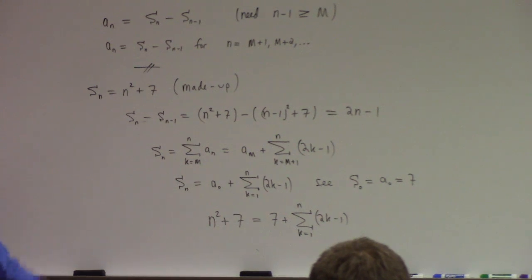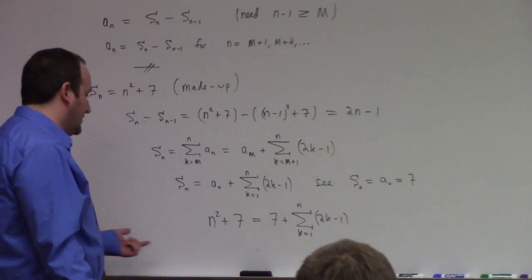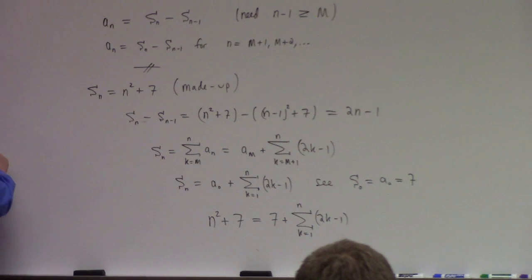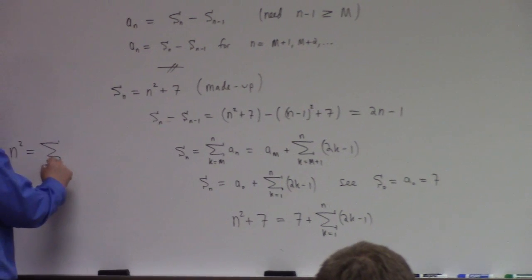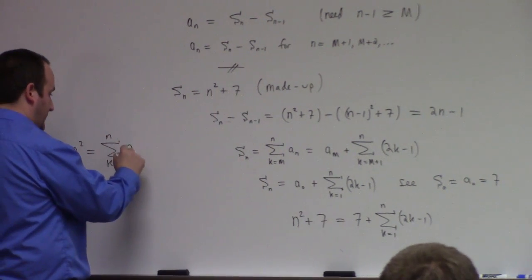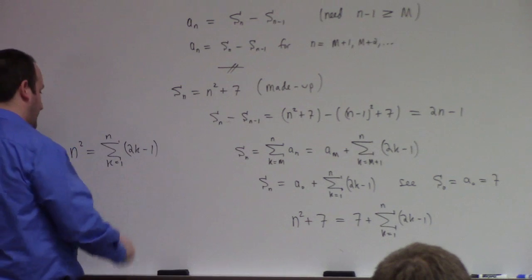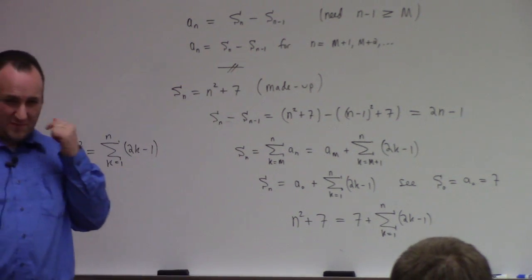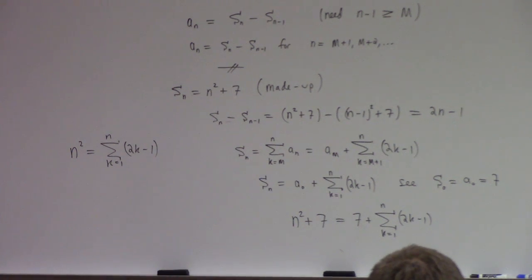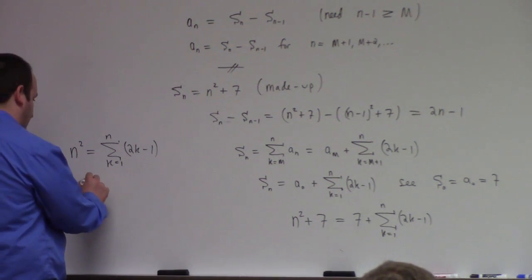So you can cancel off the 7s, right? And you get an identity, which is that n squared is equal to the sum k equals 1 to n of 2k minus 1. Now, of course, if you feed k equals 1 in there, what do you get? 1. Then k equals 2 gives you 3, and so forth. And you can try this out.